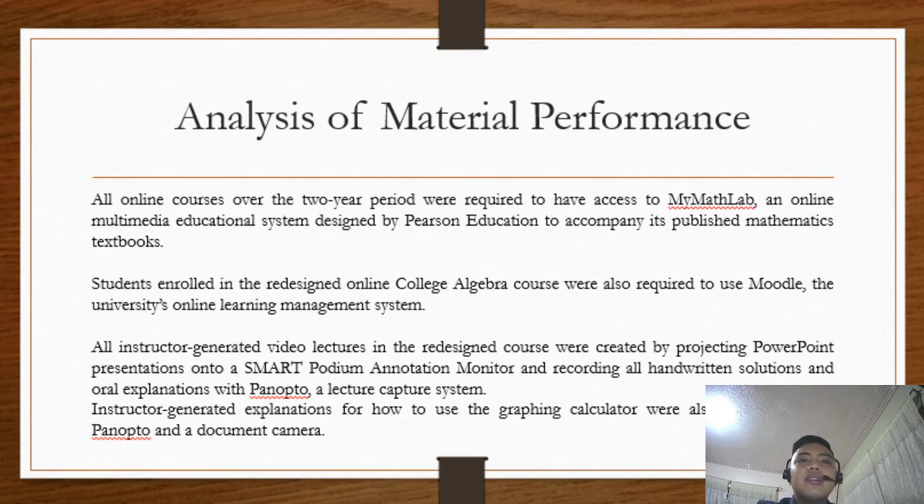All instructor-generated video lectures in the redesigned course were created by projecting a PowerPoint presentation onto a smart podium annotation monitor and recording all handwritten solutions and oral explanations with Panopto. Panopto is a lecture capture system. Instructor-generated explanations for how to use the graphing calculator were also recorded using Panopto and a document camera. So as you can see, all of those are more on application. It is an online application that the university is going to use.